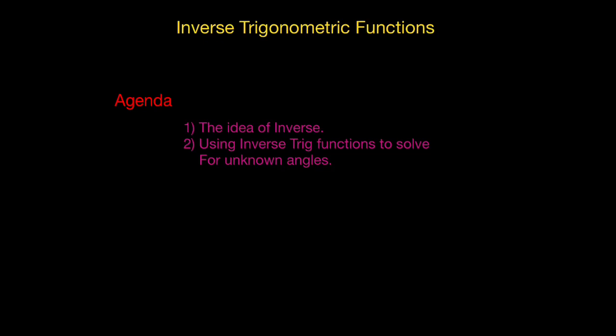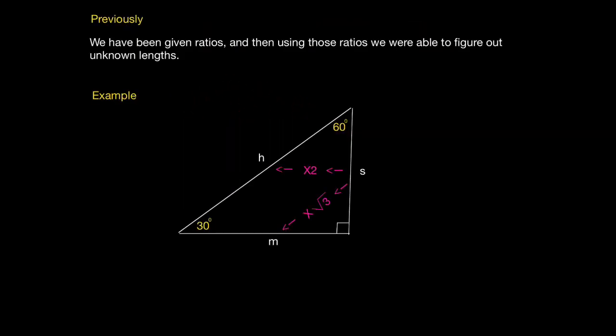Hello, today we're going to be covering inverse trigonometric functions. So let me give you the idea of what an inverse is, and then we'll use them to solve for unknown angles. Previously we have been given ratios, and then using those ratios we were able to figure out unknown lengths. Our objective was to solve right triangles, and one strategy that aided us into succeeding was that of knowing the ratios. So here we were given the ratios and we were able to find the missing length.